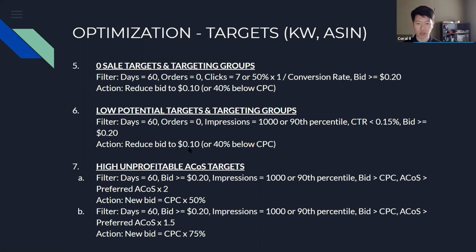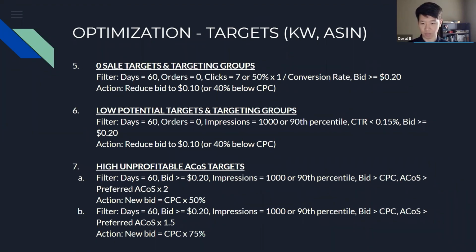We want to take the same set of actions against targets that have low potential. So we can see that the criteria is a little different, where it has generated a sufficient number of impressions, the CTR is less than 0.15%, and we want to reduce that all the way down to 10 cents immediately.